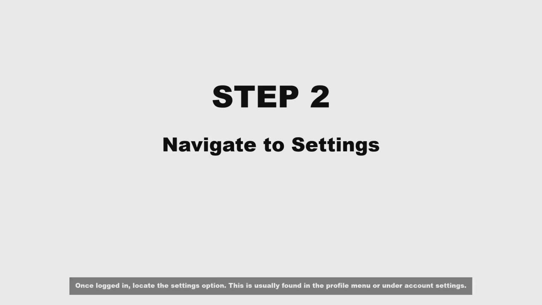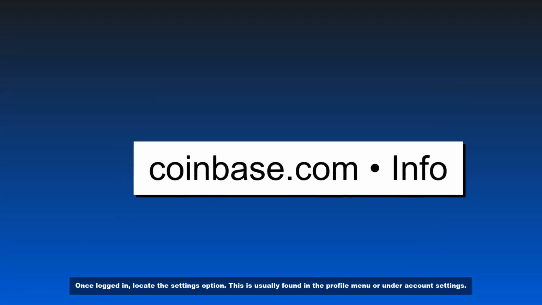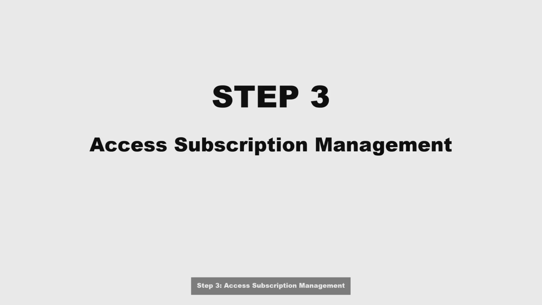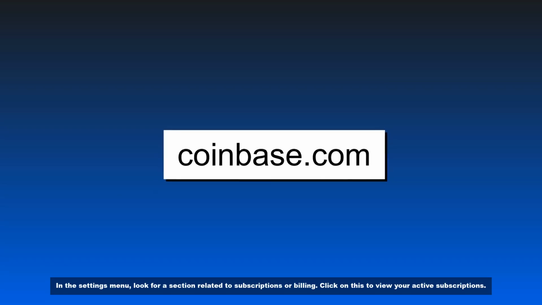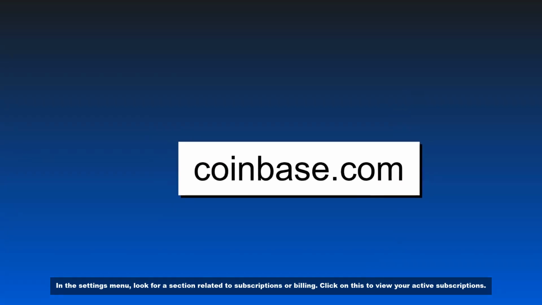Once logged in, locate the Settings option. This is usually found in the Profile menu or under Account Settings. Step 3. Access Subscription Management. In the Settings menu, look for a section related to subscriptions or billing. Click on this to view your active subscriptions.